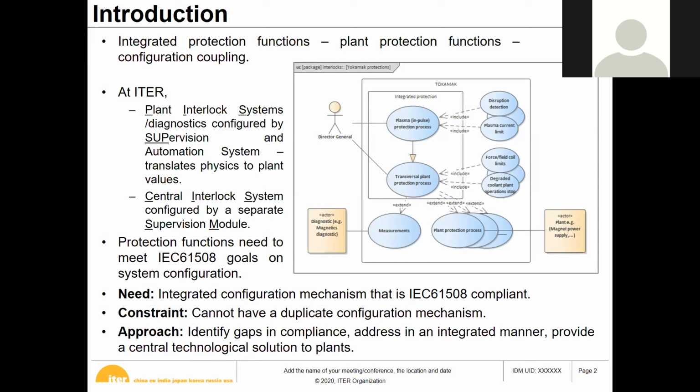Now, we need an integrated configuration mechanism between the two systems. And we cannot, of course, duplicate the configuration mechanism in terms of extremely 61508 compliant and conventional. This would imply a massive overhead in managing massive amounts of data sources. And so we've opted for a different approach: to identify the gaps in compliance with the conventional system, that is SUP, address them in an integrated manner, and provide a central technological solution to use in all plants.